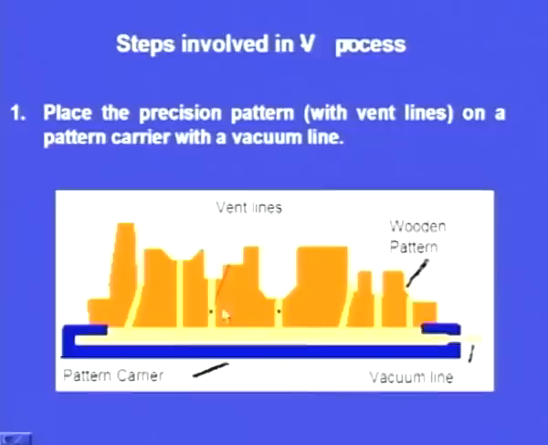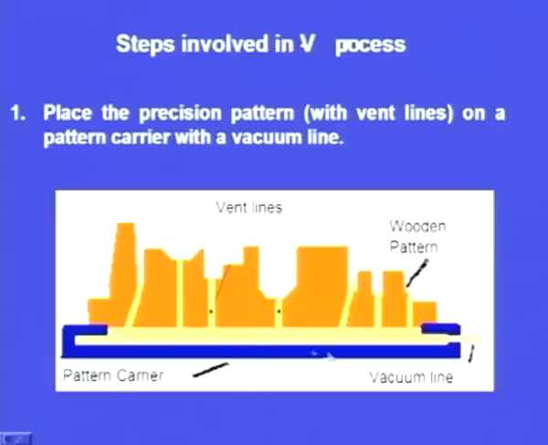First, we have to use a precision pattern. The pattern should be of extreme precision and no allowances are required, and this pattern has got some vent holes. We can see so many holes are there. These are the vent holes for the pattern, and this pattern we have to place on a pattern carrier. So this is the pattern carrier.